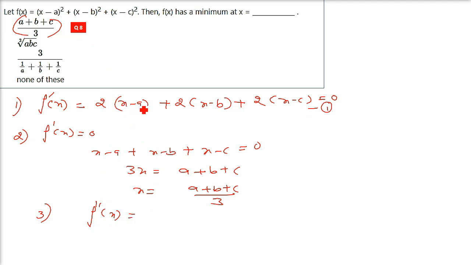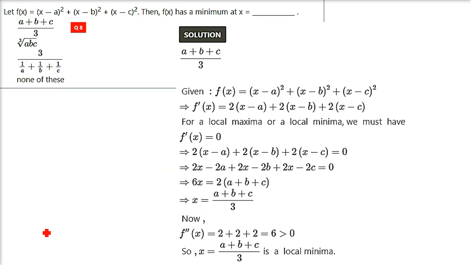So when we double differentiate it, again as I said, the differentiation of x minus a will be 1 only. So you'll get 2. X minus b differentiation is again 1, so 2. X minus c differentiation is 1, so 2. So you get 6. F double dash x is 6, which is positive. Positive means the minimum value. You wanted the minimum, this is the minimum. So this is how you have to do it.